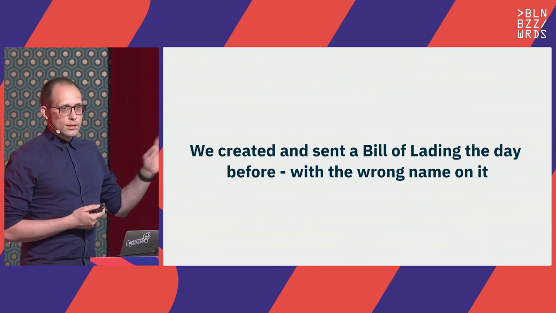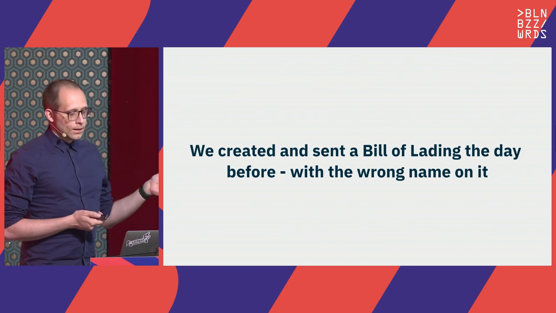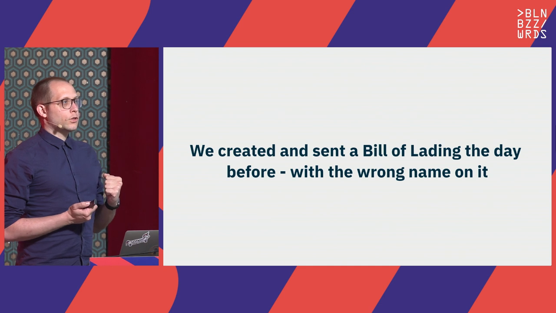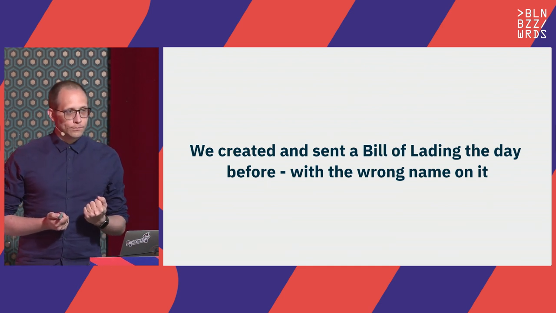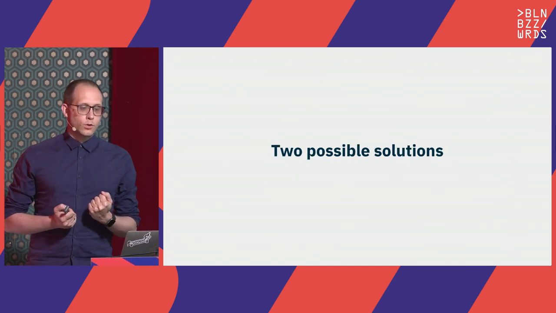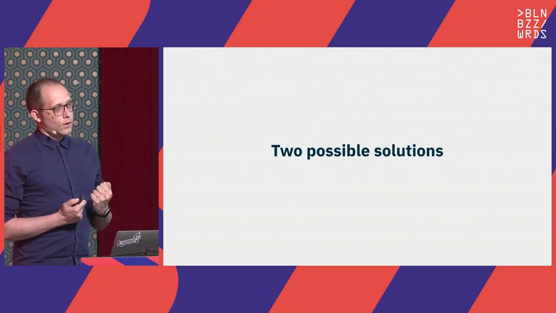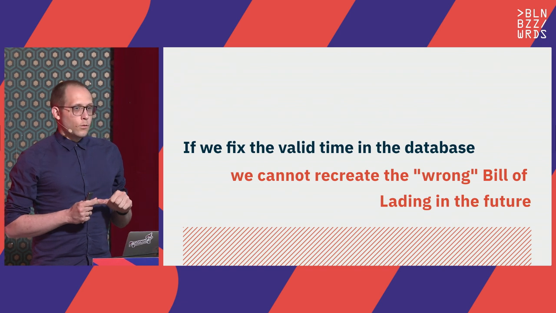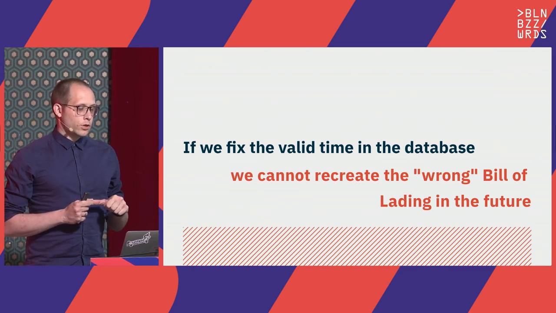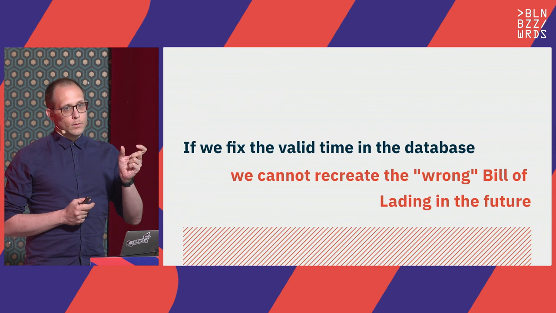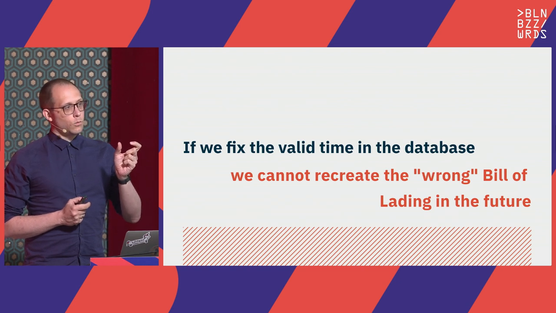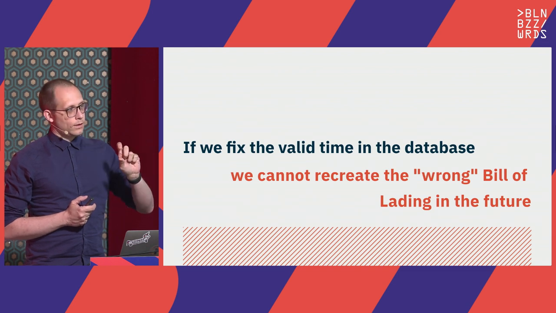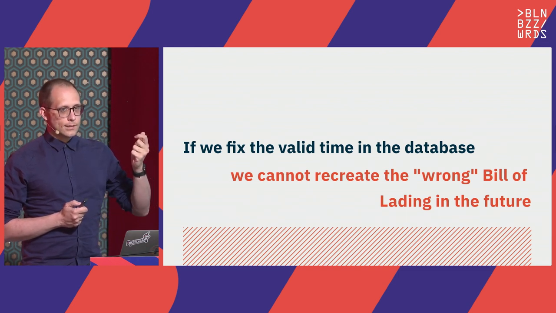So there were processes in the company. It was no problem for us. But there was a discussion in our project how we should handle that data change. We had two possible solutions to correct this mistake. We could fix the valid time in the database. But if we try to recreate this bill of lading in the future, then we will have the new vessel name on the bill of lading. So the bill of lading would not be the same as the one that was initially created, because we retroactively changed the validity of that vessel's name.